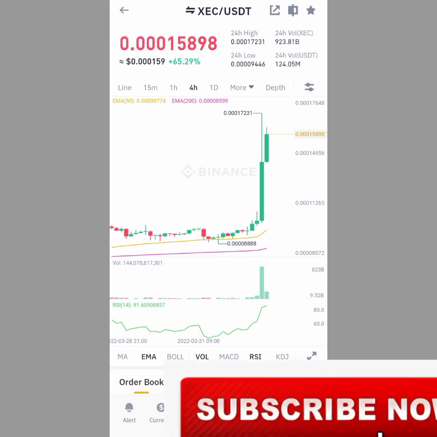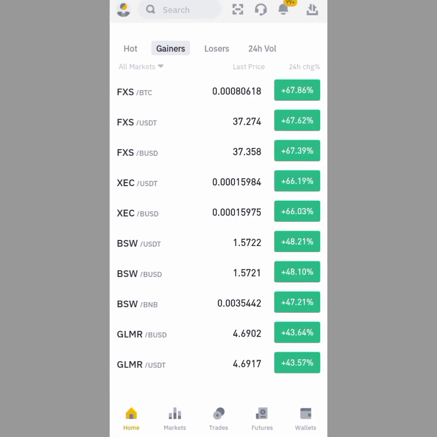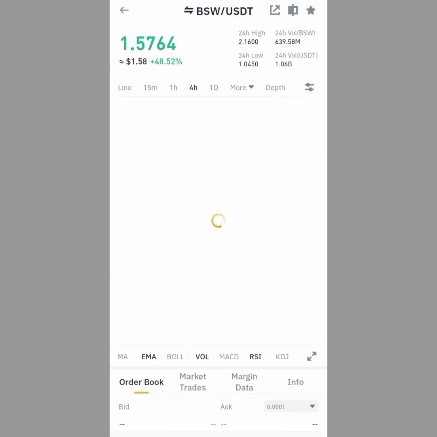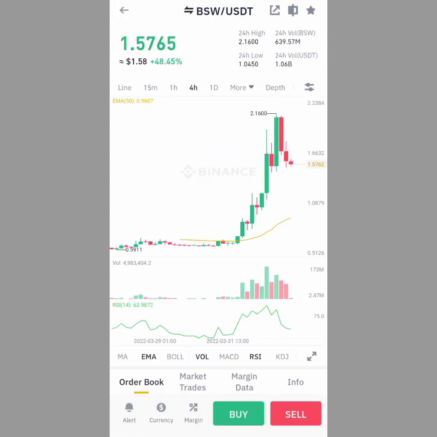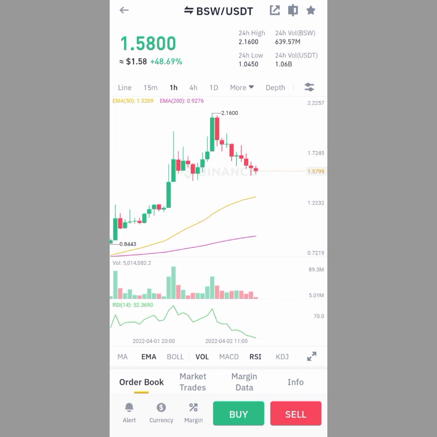Let's check if there's another option that is also trading above the 50 and the 200 EMA. So let's see BSW, what they are doing. Let's see BSW. Not looking nice. It's already retracing. If it doesn't form another higher high at this level here, then it's totally finished.